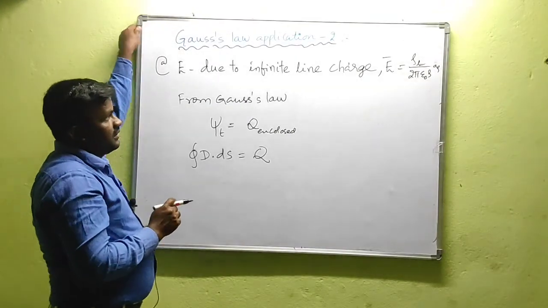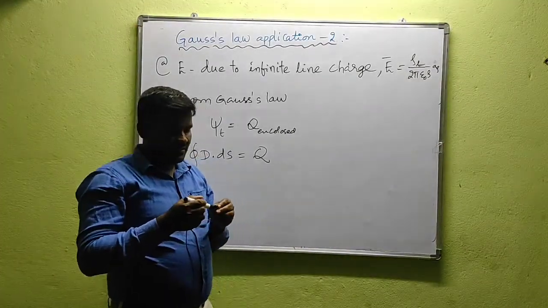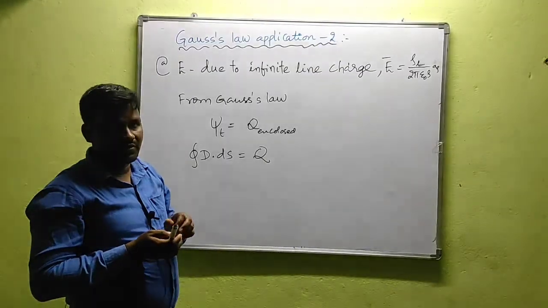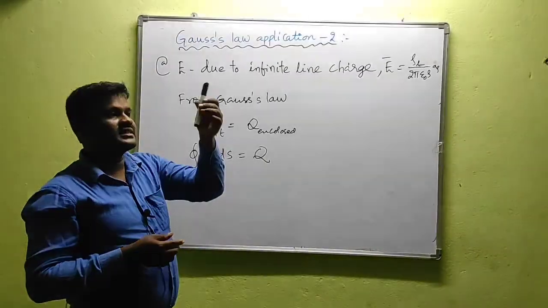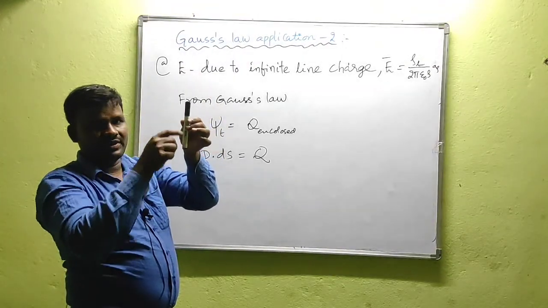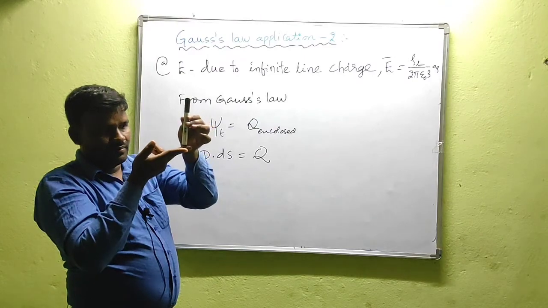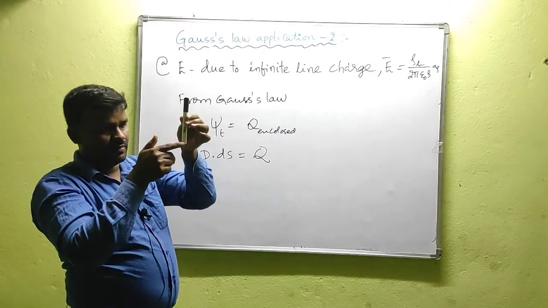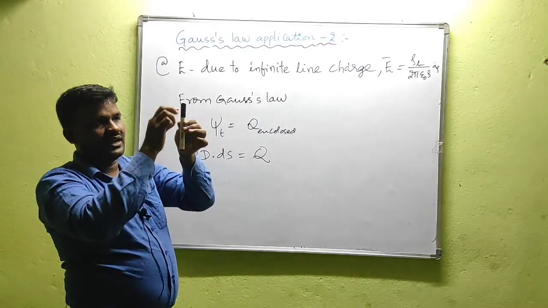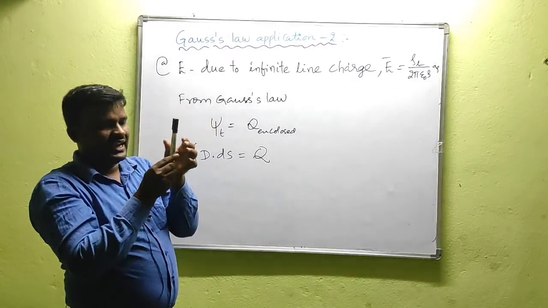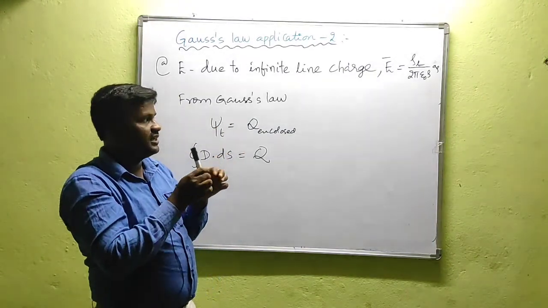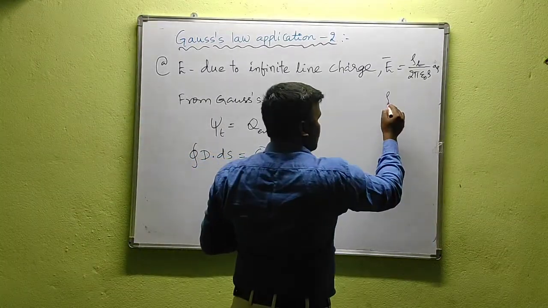Now line charge. In case of the line charge, we need to go for the cylindrical coordinate system. So let us take this as the line. The charge is distributed from top to bottom. At each and every point we have the charge. At each and every point the charge is the same. It is distributed with uniform charge density rho L, the line charge density rho L.